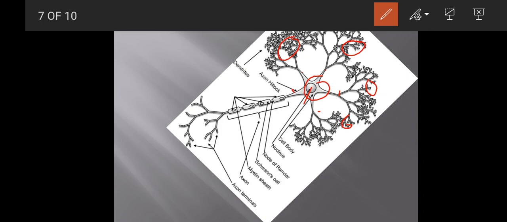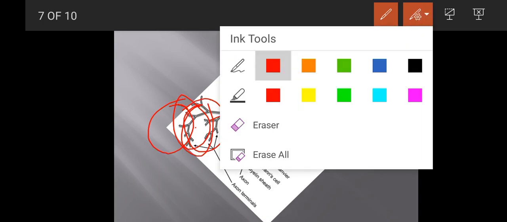All this helps the axon to speed up the conduction of action potential, and this is the axon terminal. Axon terminal here. That's the end of the neuron. The information travels down the axon, and then there will be a synapse here, where the cell will synapse with the neighboring cell.